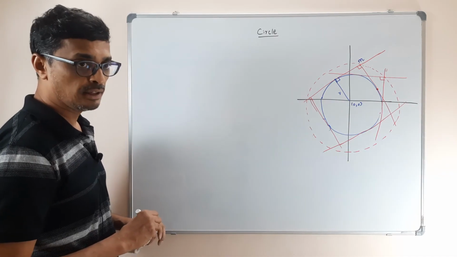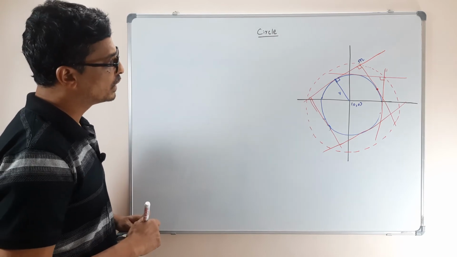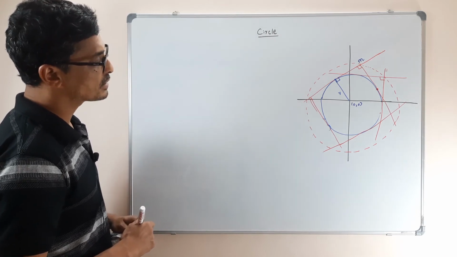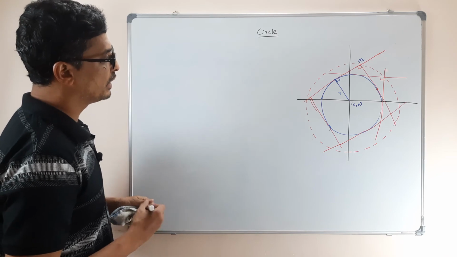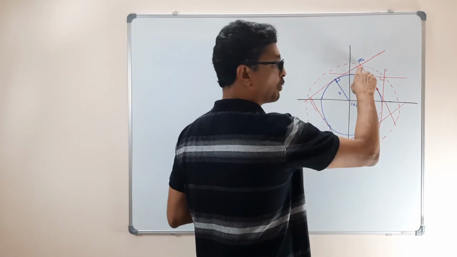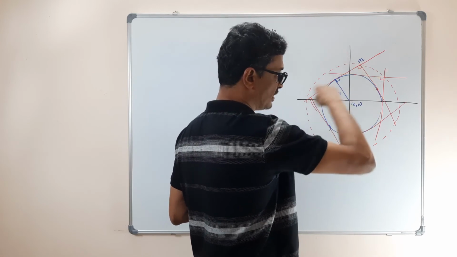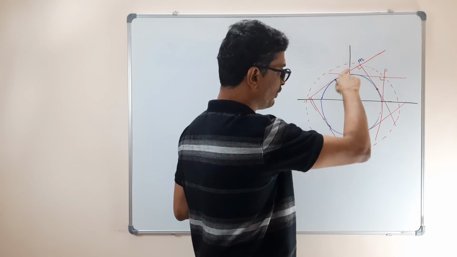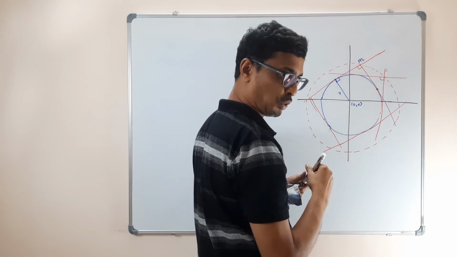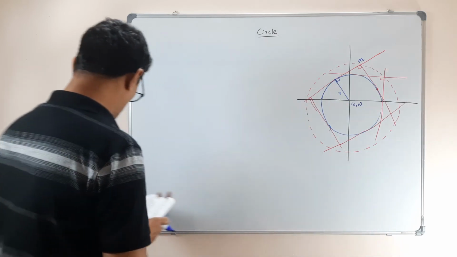Let us find the equation of the director circle. If you remember the earlier calculation, given an external point, we drew a tangent to a circle, correct? And then we got a quadratic equation in slope. Can you tell me what was the quadratic equation we got in slope?